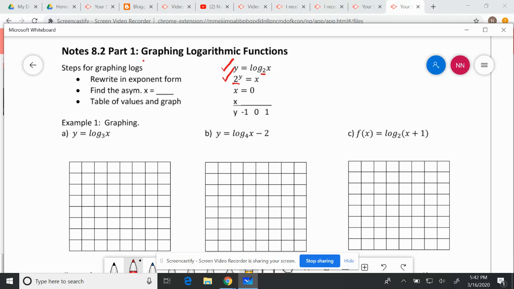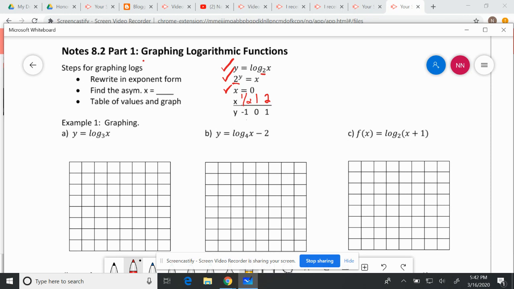How that changes the graph is that now y is our independent variable. We pick the values for y: -1, 0, 1. We have a vertical asymptote instead of a horizontal one. Then we plug in our values. If we plug in a -1, it flips. Anything to the 0 is 1. And when we plug in a 1, it stays as 2. Then we graph our equation.